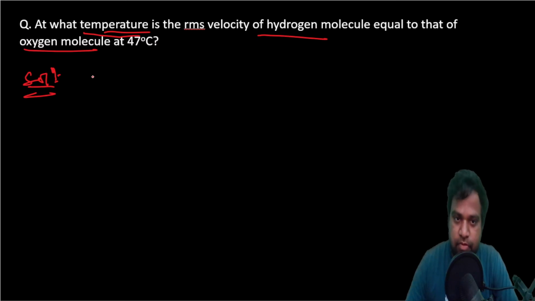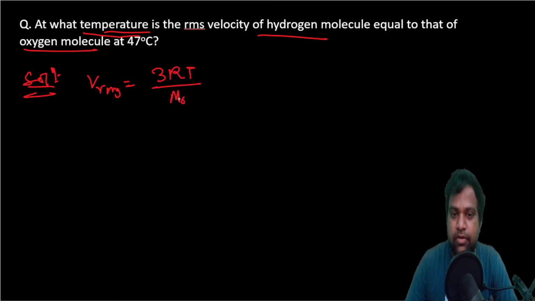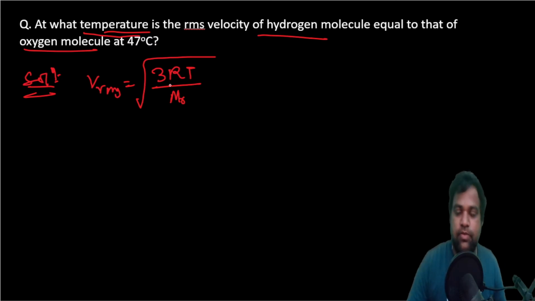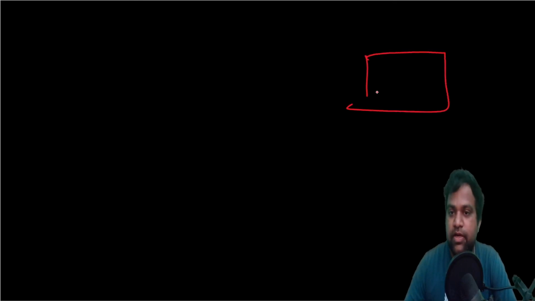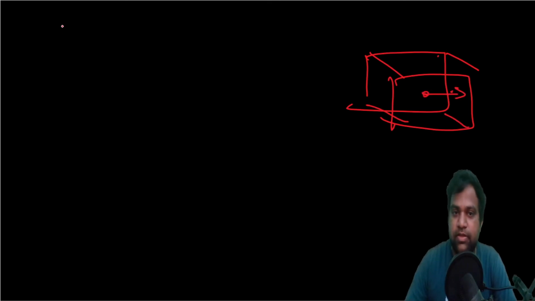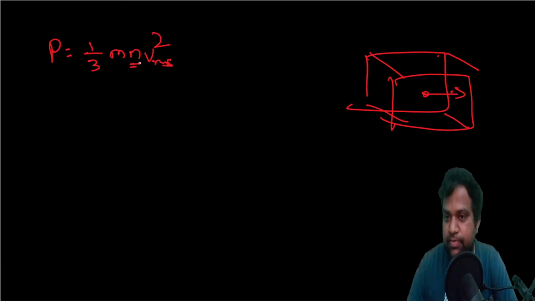So we know that the formula for the RMS speed is root of 3RT by the molecular mass, right? So this is the formula we know. How the formula is derived, let us briefly discuss. We know that the pressure on the wall of the container by the molecules is P equal to 1 upon 3 mnVrms square, where n is the number of molecules per unit volume, and m is the mass of each molecule.